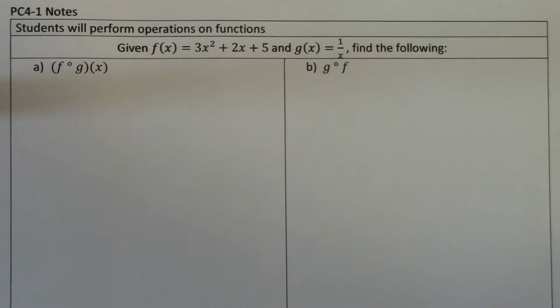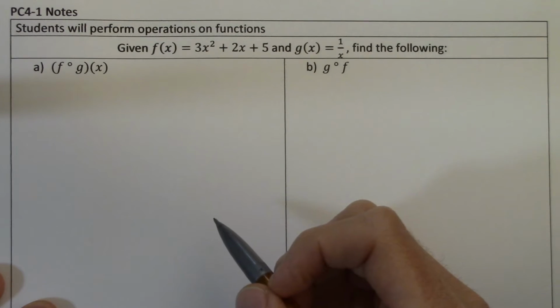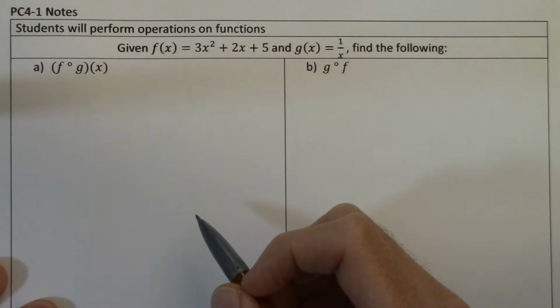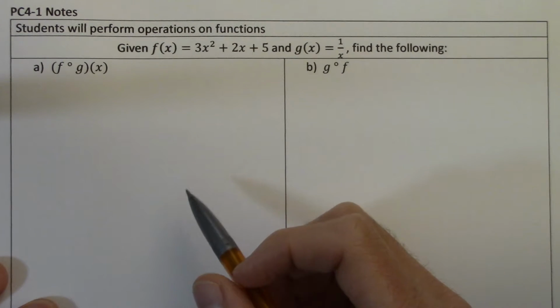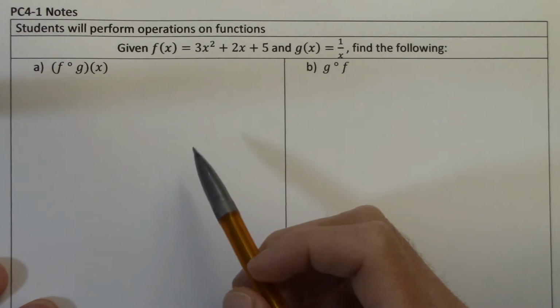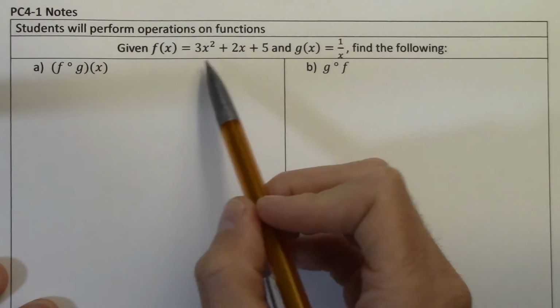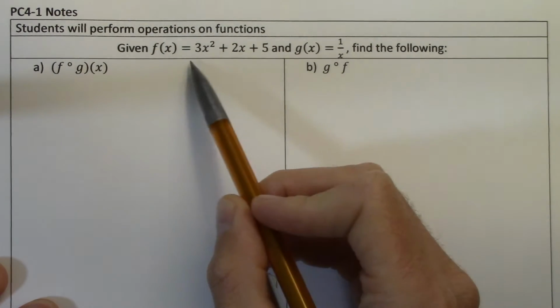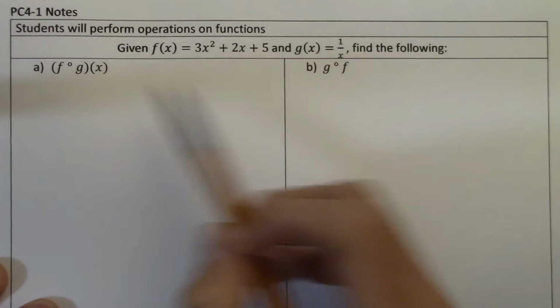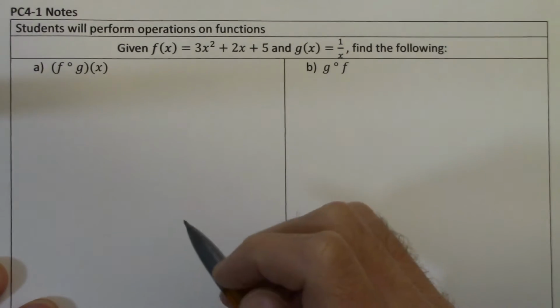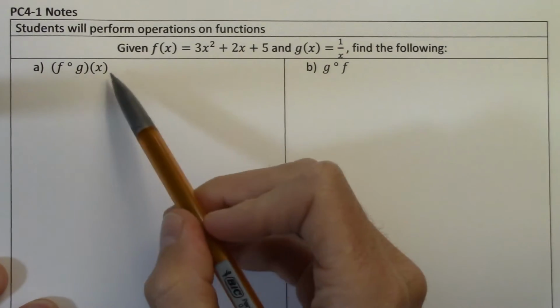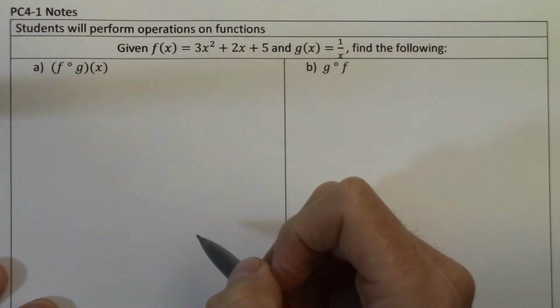Alright, in this video I'm going to explain how composition of functions works. You're going to perform operations on functions next, so that's our eventual goal. We're given two functions, f of x and g of x, shown here, and we're asked to find the following. I'm going to add a bonus to this: after we finish finding out what this is, we're going to find the domain of that function.